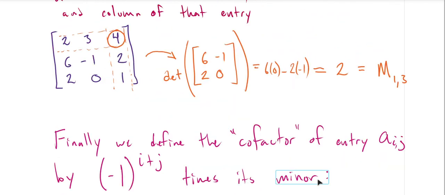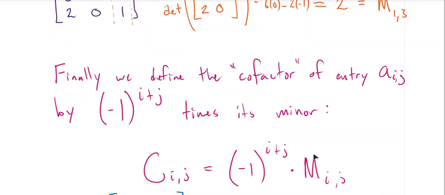Now, we are going to assign pluses or minuses to that minor depending on the value of this term, -1 to the i plus j, where we're looking at indices i and j for the location of our entry. This term is called the cofactor. So this would be a minor, but possibly with a negative or positive 1 up here.